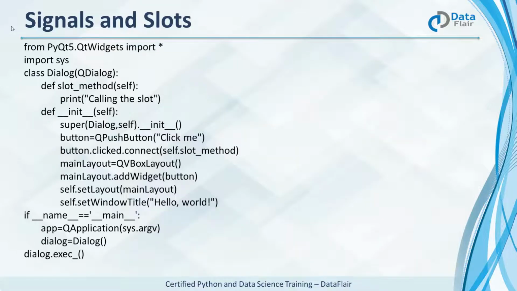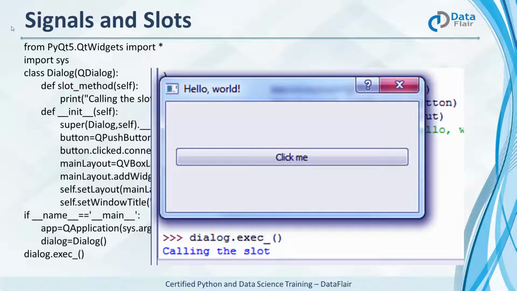We can make a widget emit a signal on an event, say a user click. On an event, we can specify an action to perform. So for this button on our screen, if we click it, it prints Calling the slot. We connect the click event to the slot method.